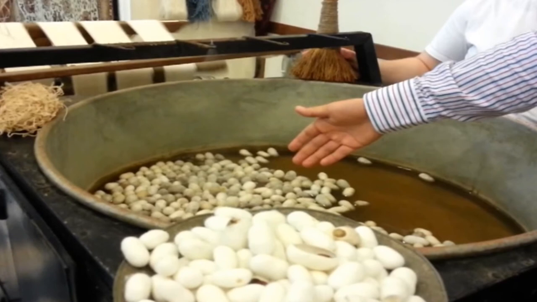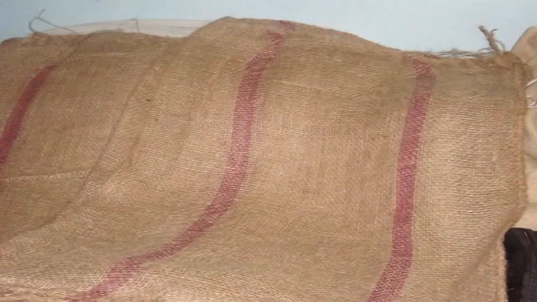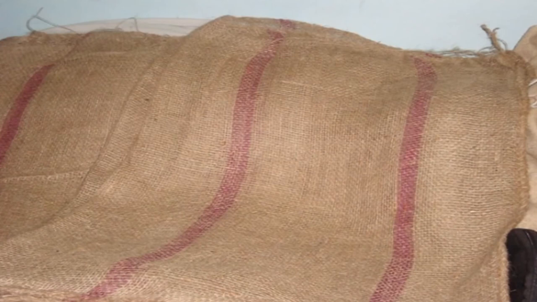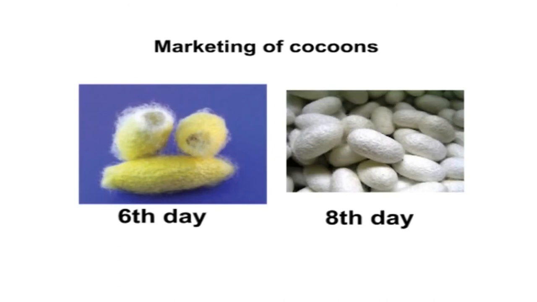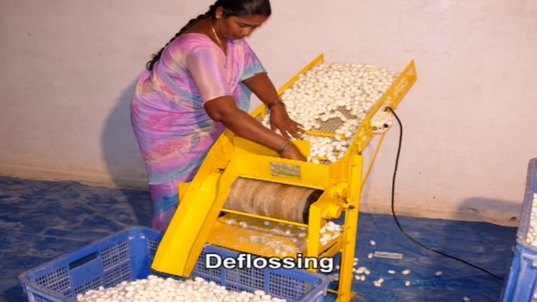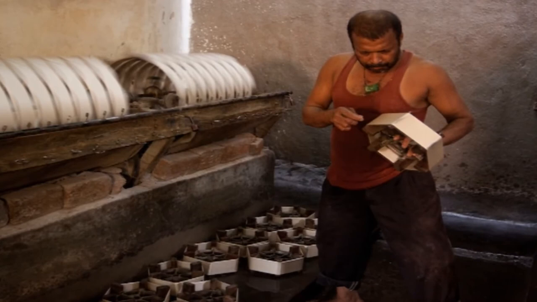After harvesting, the cocoons should be cleaned by removing litter. Double cocoons and filmy cocoons are separated out, and the cocoons are transported in loosely filled gunny or cotton cloth bags during cooler hours of the day for marketing. Marketing of cocoons should be done on the 6th day for multivoltine and on the 8th day for uni or bivoltine hybrids. If deflossing of cocoons is done, reelers would pay a reasonably higher price for such a lot of cocoons.